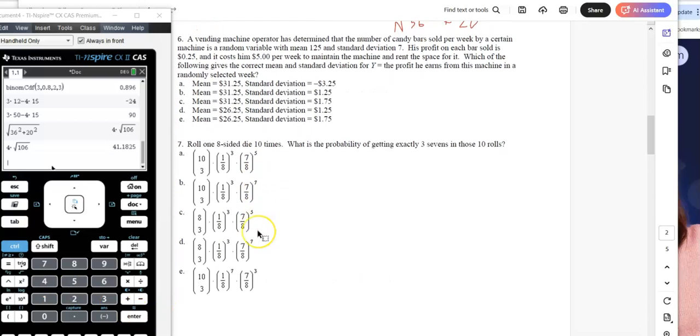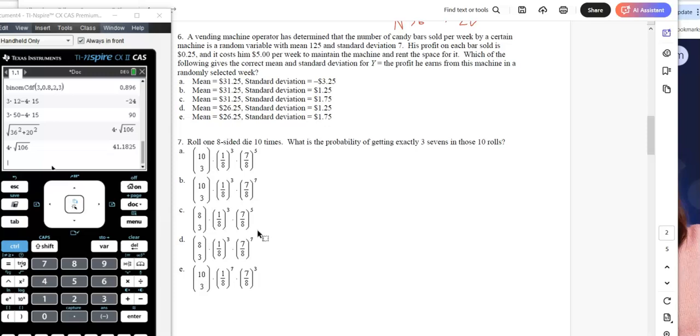A vending machine operator has determined that the number of candy bars sold per week is a random variable, with a mean of 125 and a standard deviation of 7. His profit on each bar sold is 25 cents. It costs him $5 per week to maintain the machine. So the profit is equal to 0.25 times each bar sold. I guess this is Y, and I guess we're going to call the bars sold X, minus the $5 cost.